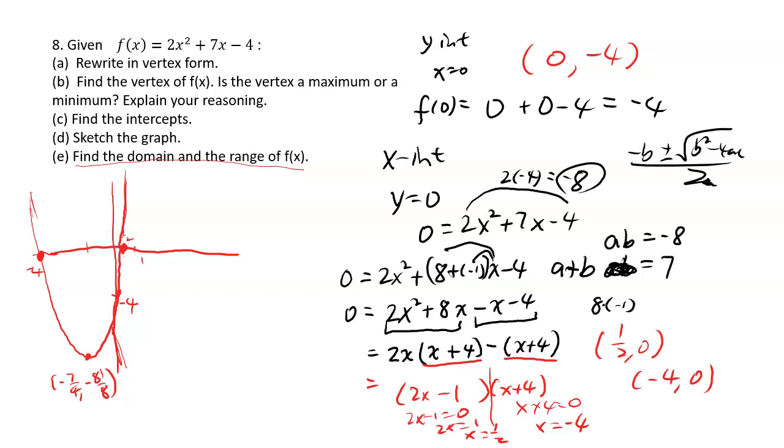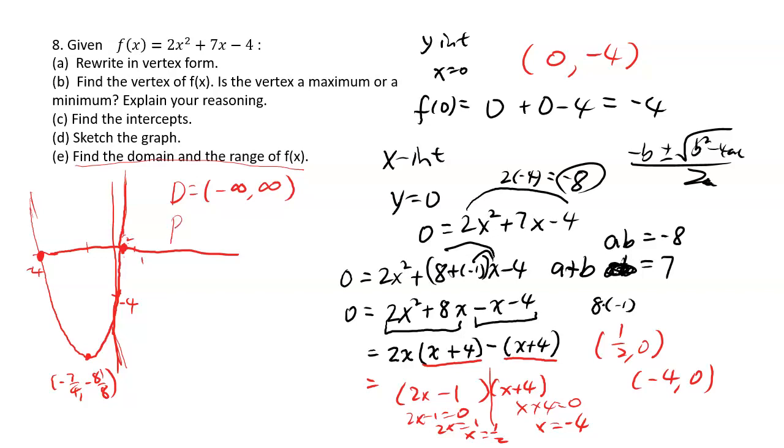Well, the domain is all reals because there is no problem with having, I mean, if you had a square root, or if you had a fraction that has a denominator, then you would have a problem, but here there's nothing like that. For polynomials, the domain is all reals. So the domain is negative infinity to infinity. That's always the case for quadratic functions.